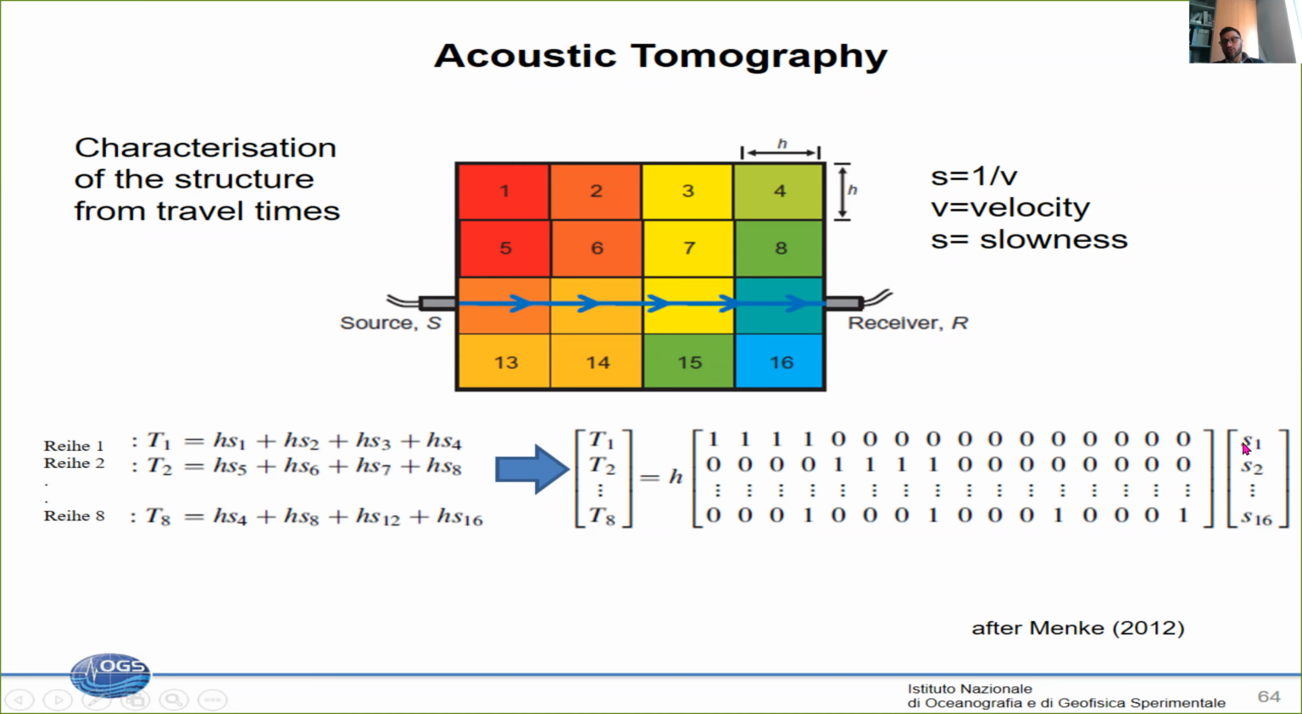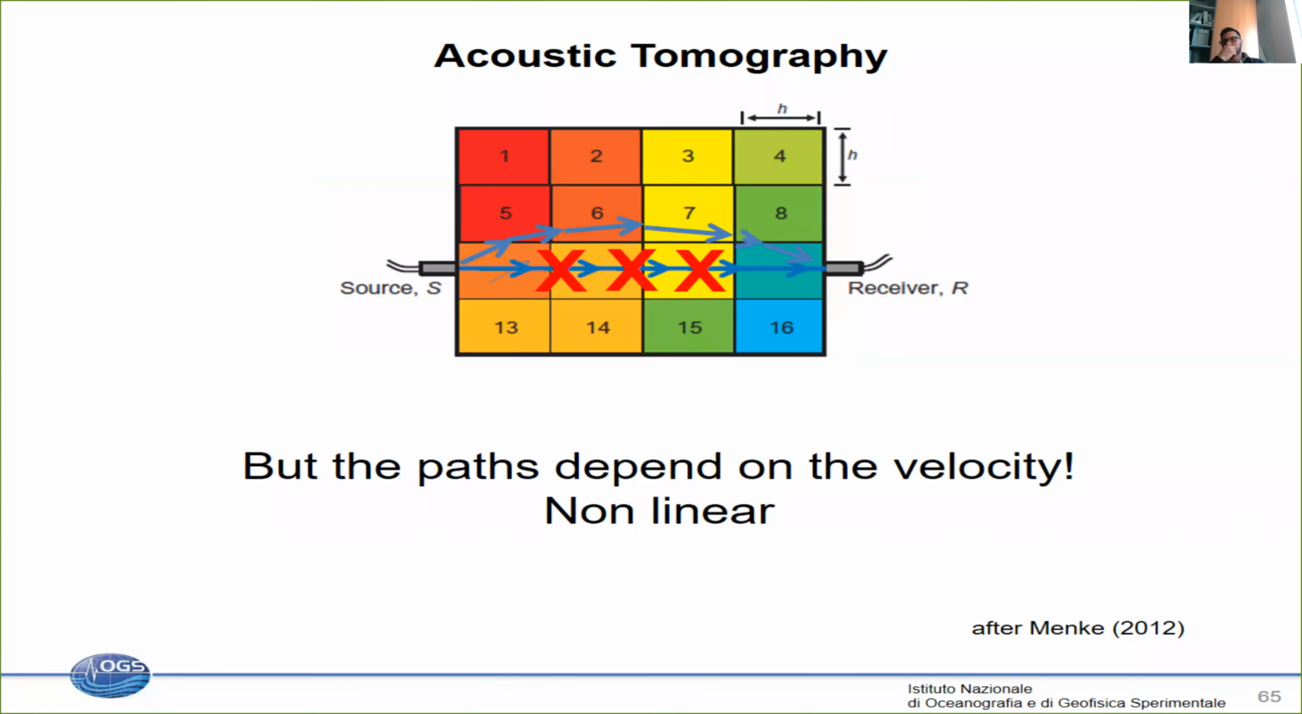And what are the unknowns in this case, what I want to calculate? These are simply the slowness and therefore the velocity in each one of these blocks. I can then make any linear inversion of this system to calculate my unknowns. Okay? This is if everything is linear.